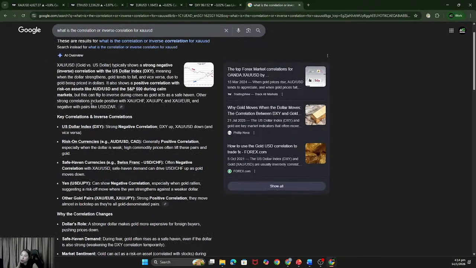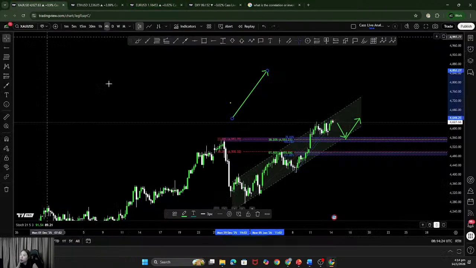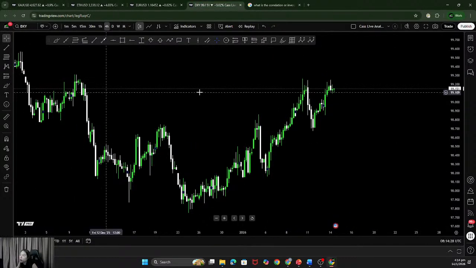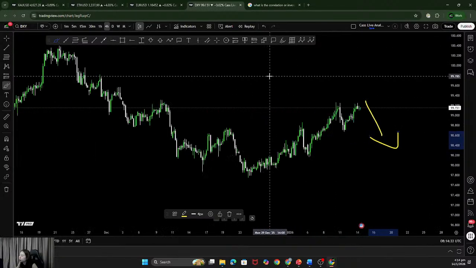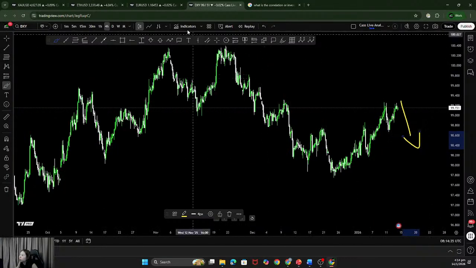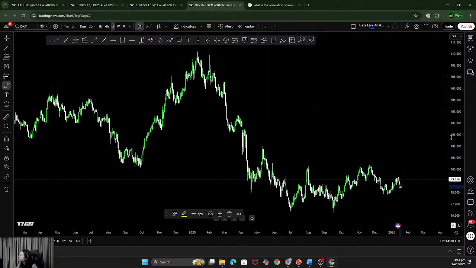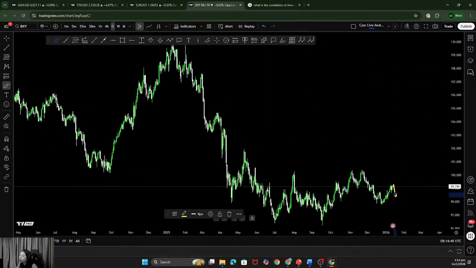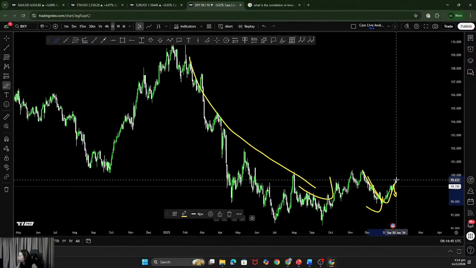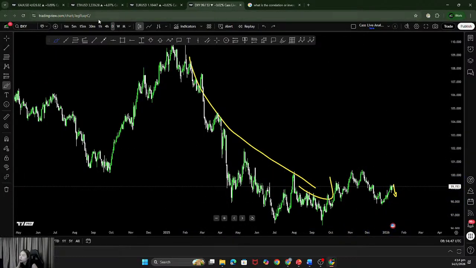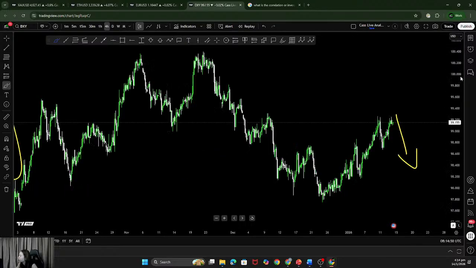But as you can see, it says DXY, strong negative correlation. That means if gold is going up in price, DXY should be going down in price. Is that the case? Let me see. Yes, I guess DXY has been going down, but right now it's doing a pullback. Let's see what DXY is doing.